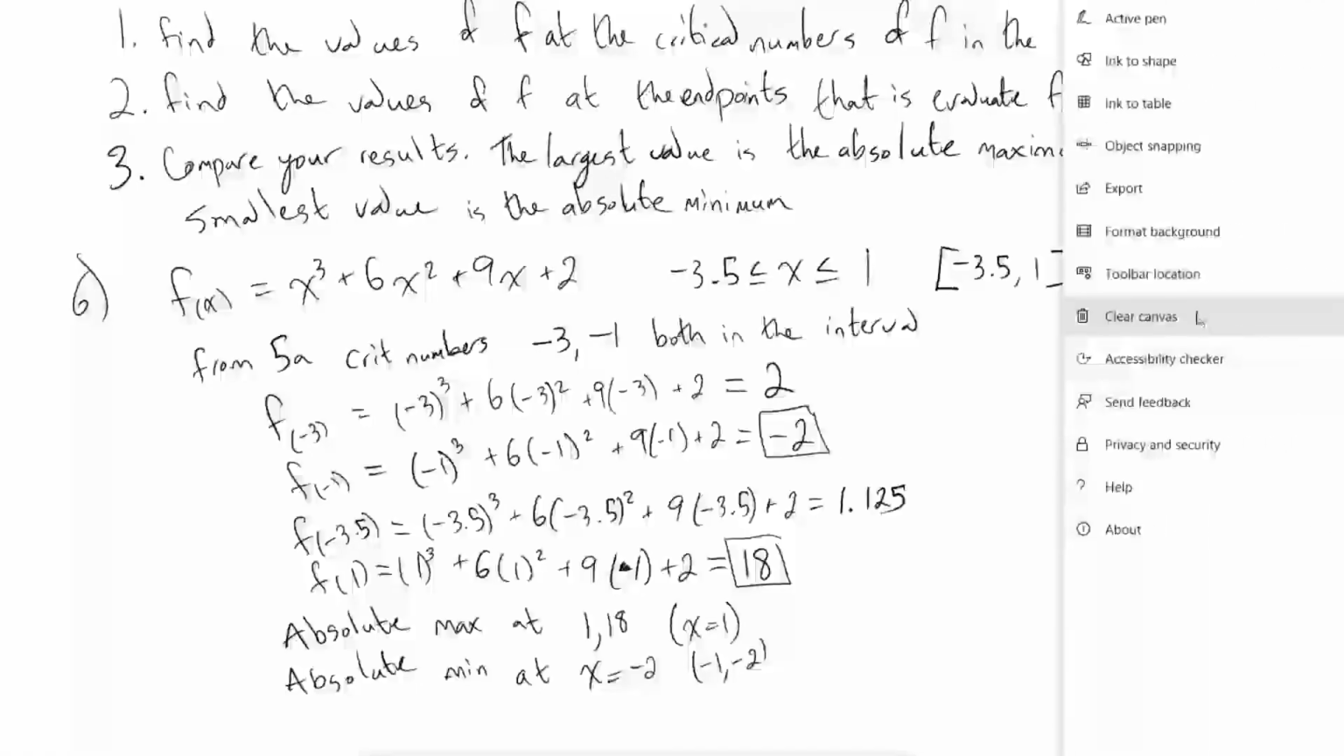The last example now, example number 7, has us find the absolute maximum and minimum values of the function g of x. G of x is equal to x to the power of 2/3 multiplied by 5 plus x in the interval of negative 5 is less than or equal to x, which is less than or equal to 1. So we've got to find the absolute maximum and absolute minimum value.